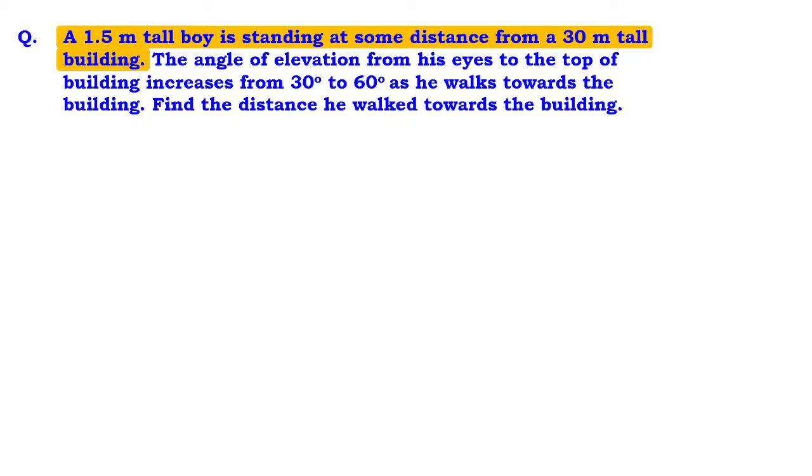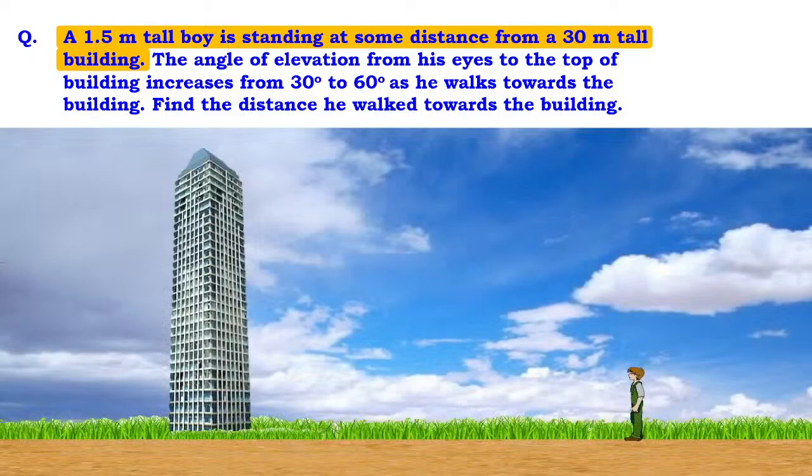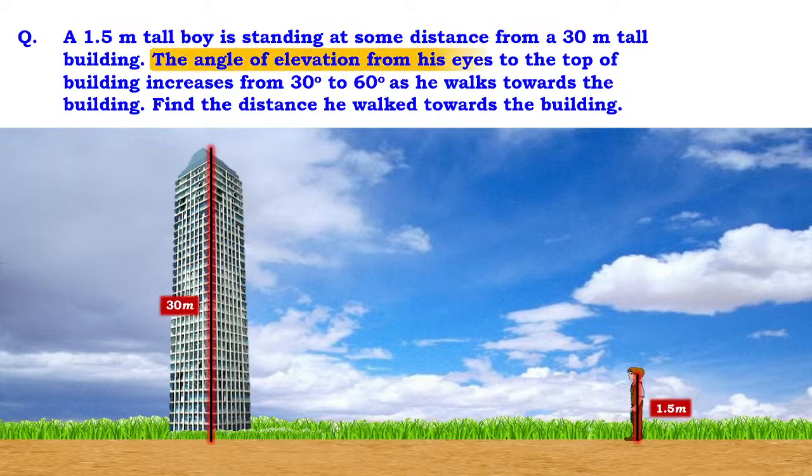1.5-meter tall boy is standing at some distance from a 30-meter tall building. So here there is a building, and what is the height of the boy here? How much? In this case, you have to take the height of the observer. Now you should not say that I am not going to take the height of the observer. So what is the height of the observer here? 1.5 meter. So you have to keep this in mind. 30-meter tall building. So what is the height of the building here? 30 meter. The angle of elevation from his eyes to the top of the building increases from 30 degree to how much degree? 60 degree.